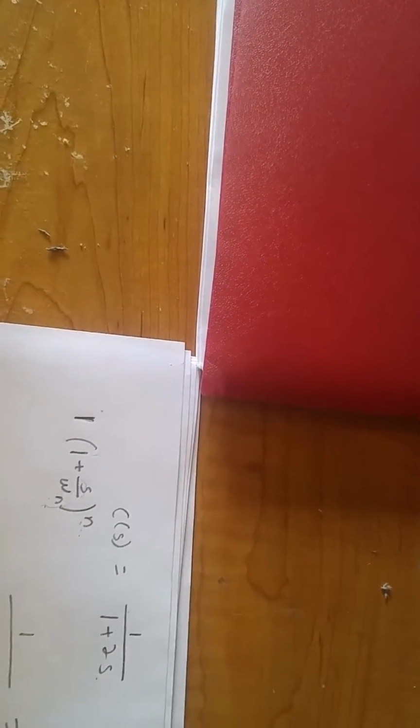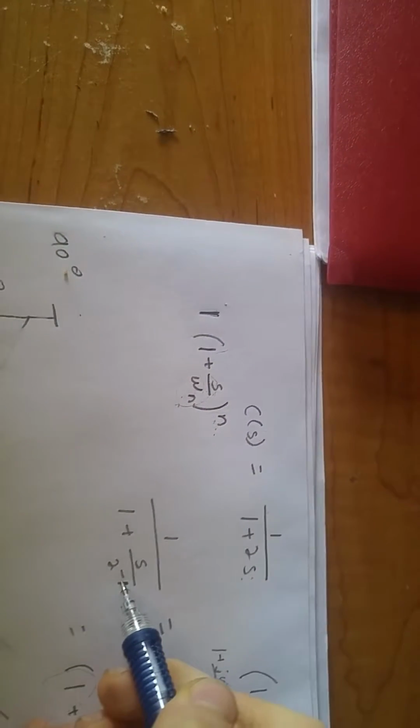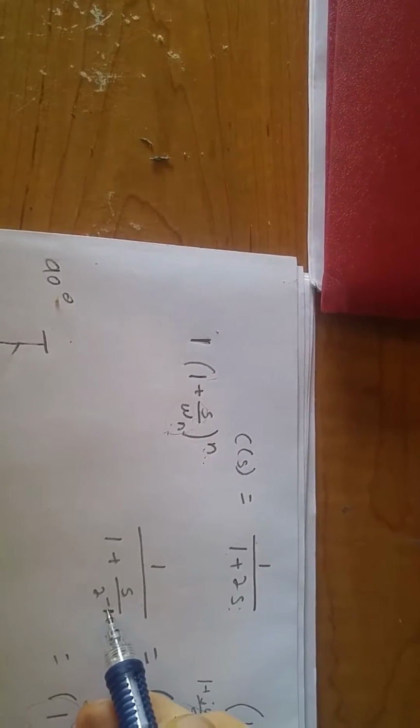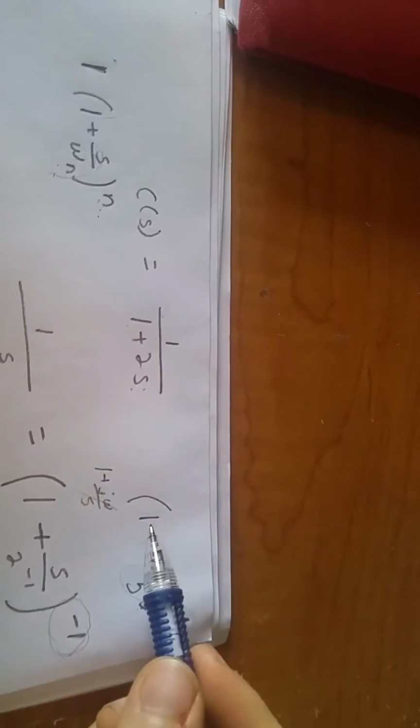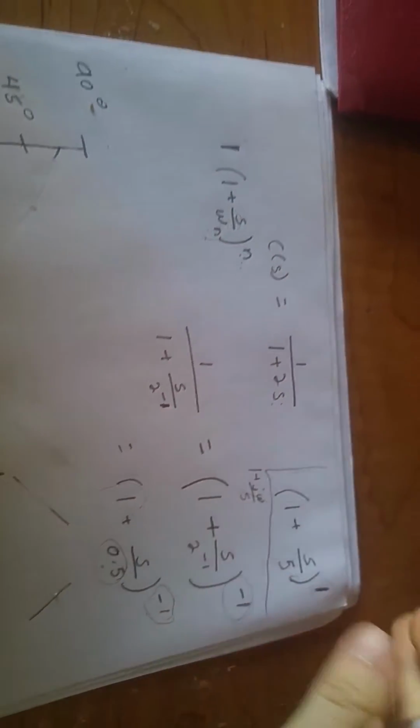Well, we know that 1 over 1 plus 2s is the same thing as 1 over 1 plus s divided by 2 to the negative 1. And 2 to the negative 1 is just 0.5, because it's 1 over 2, which is 0.5. So that means we have 1 plus, this is a different thing that I'm going to talk about later. Just ignore that for right now.